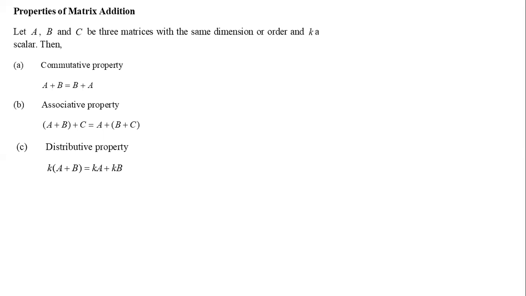This distributive property is that when you add two matrices together and you multiply the result with a scalar, it's going to give you the same thing as if you multiply one of the matrices with the scalar plus the second matrix with the scalar. You are going to have the same result. And this property is what is called distributive property.